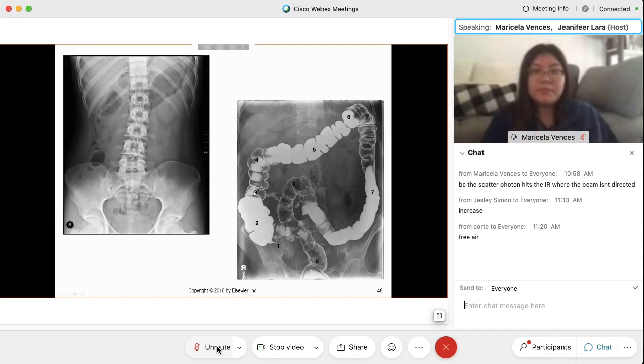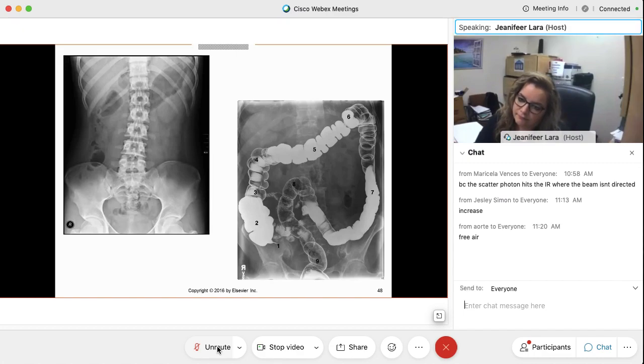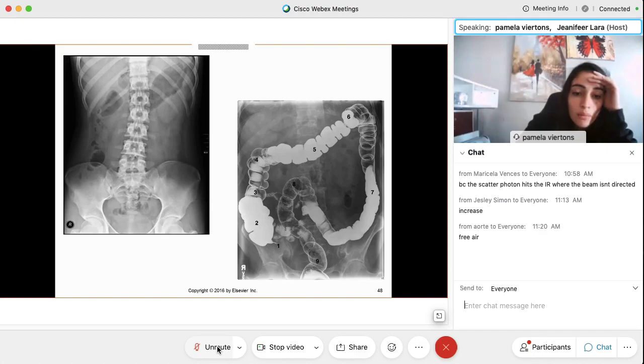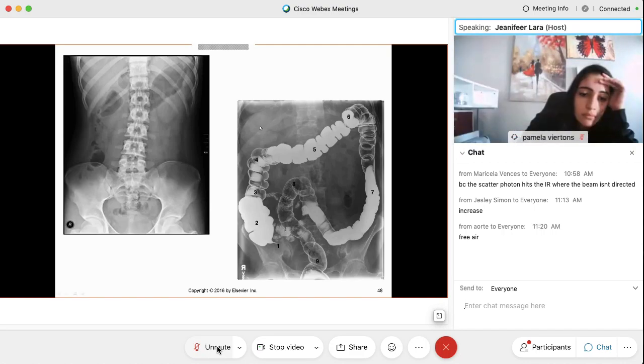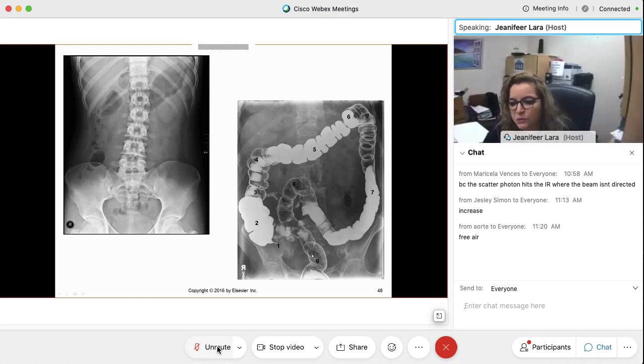All right, Pamela, number 3. What colon is that? It goes up. It's ascending, right? Okay. We know that when we have that transit, everything is going to go into the small bowel. Then once it goes into the large bowel, it'll enter the cecum, travel up the ascending colon.